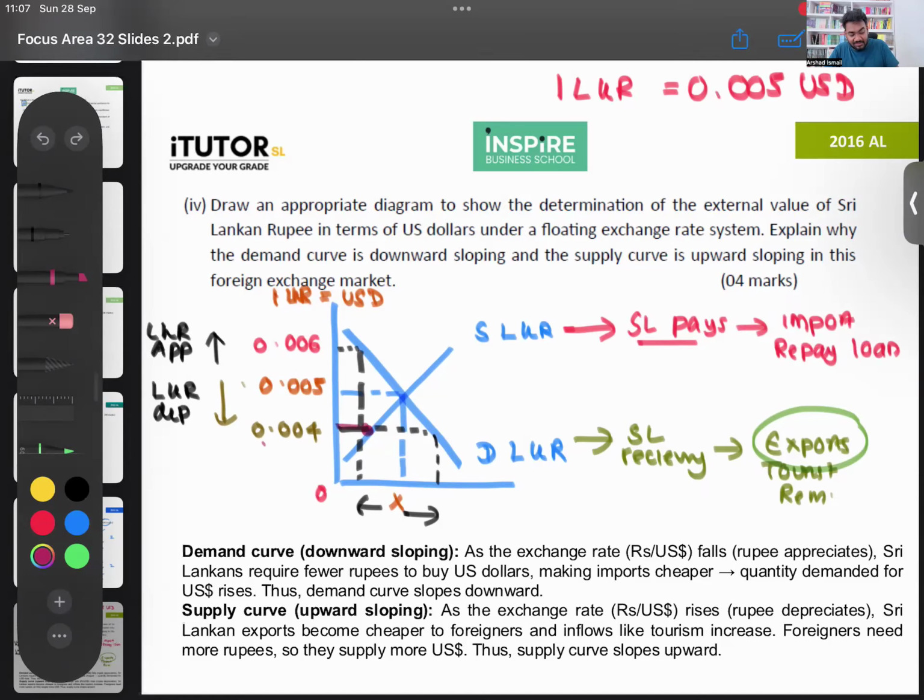So can you see at 0.004, the supply of LKR is when we import. One way we supply is when we import. So at 0.004, the supply of LKR is very low because we are not importing much. The currency has depreciated, so imports are very expensive.